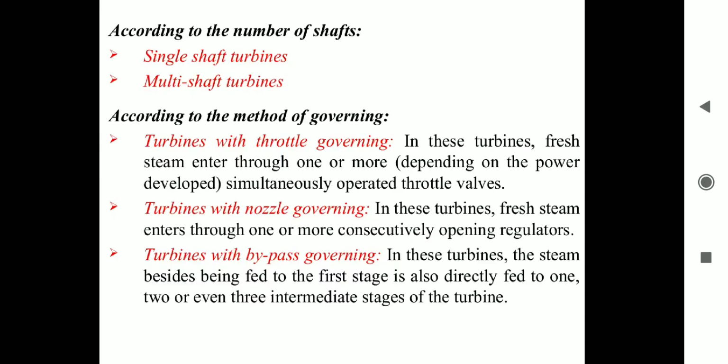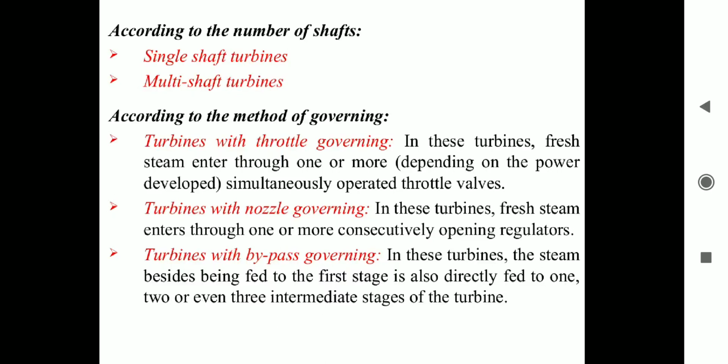First, the turbine with throttle governing. In this type of governing system, steam enters through one or more valves depending on the power developed. We operate the throttle valves, and this is a simple type of governing method. The second is the turbine with nozzle governing. In this type of turbine, steam enters through one or more consecutively opening regulators.